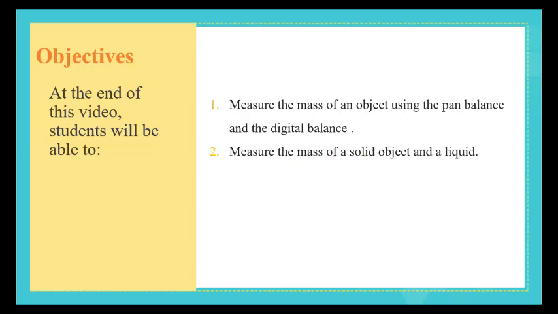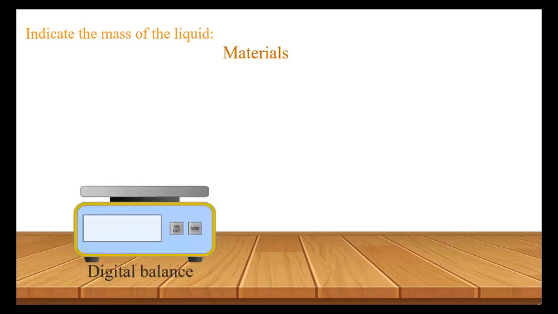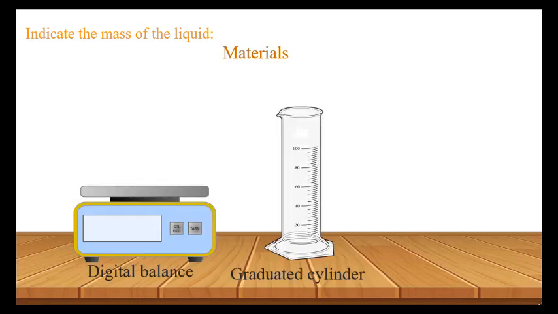But what about the mass of the liquid? How can we measure its mass? Of course, we can't put the liquid directly on the balance. Then how? To indicate the mass of a liquid, you have to use these materials: the digital balance, graduated cylinder, and wash bottle.